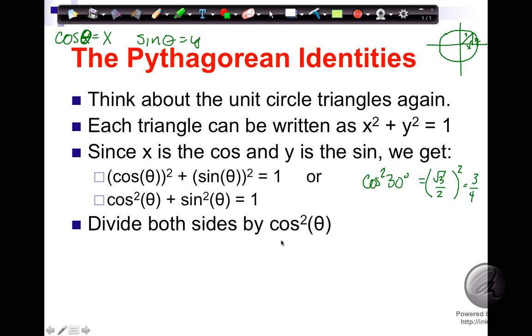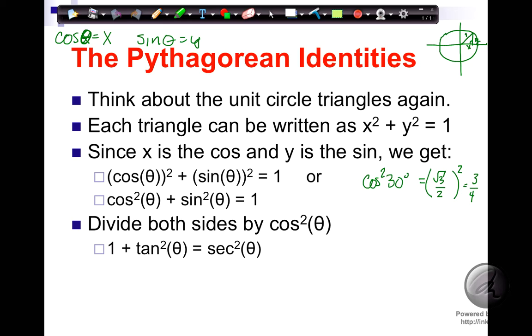All right, if we divided both sides by cosine squared, we get cosine squared divided by cosine squared. We know that's 1. And then we'd get sine squared divided by cosine squared. Well, we know from the previous page that sine over cosine is tangent, and therefore sine squared divided by cosine squared is tangent squared. And if we divided the 1 by cosine squared, we would get 1 over cosine, which is secant, and therefore we'd get secant squared. So this is the second of our 3 identities.